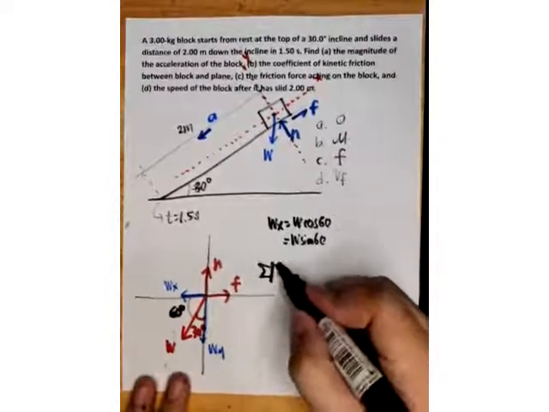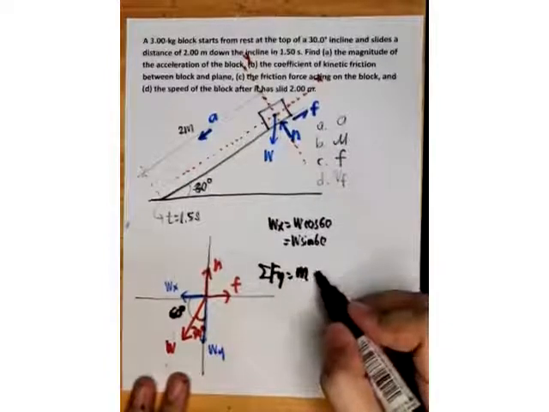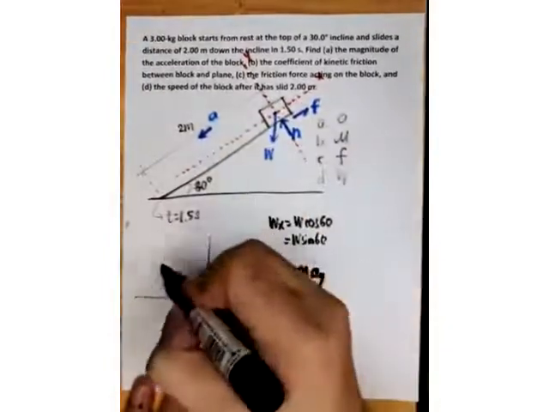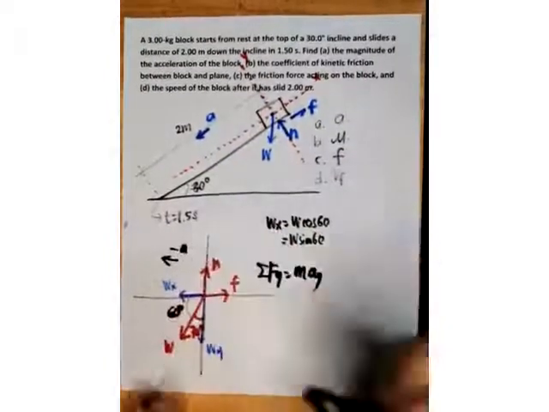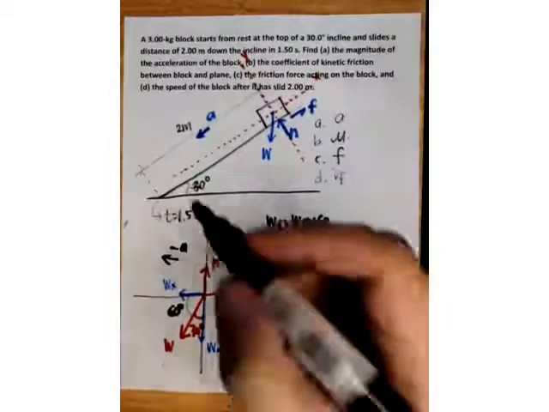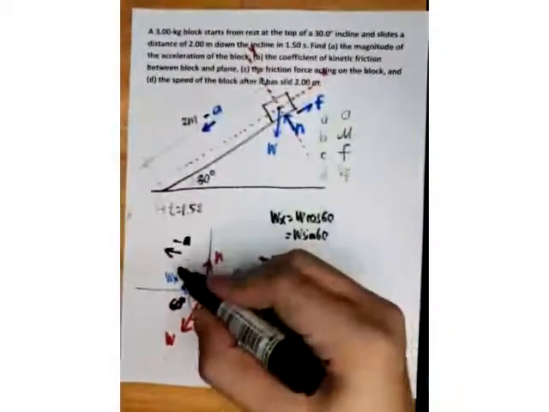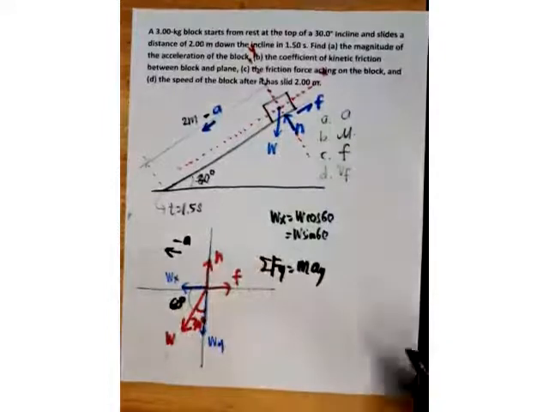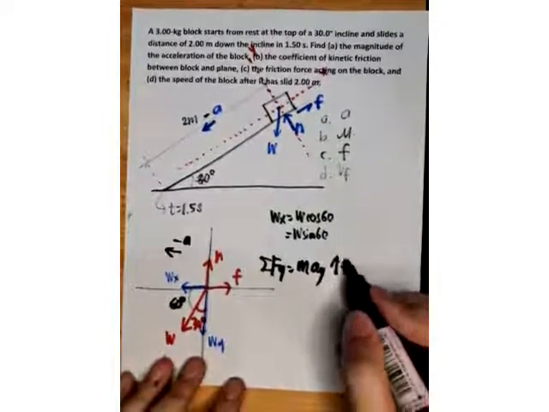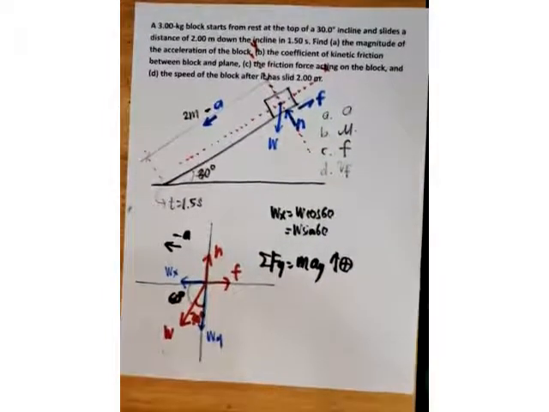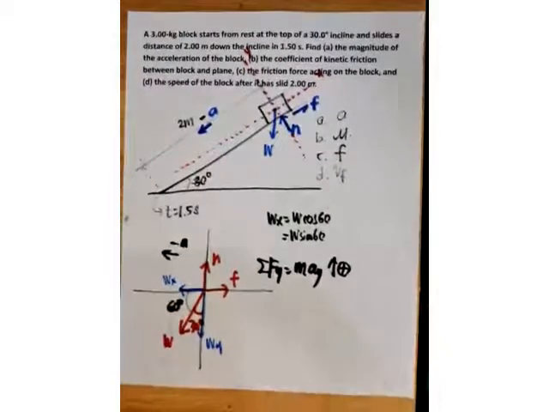So summation of forces along y is equal to MA. I forgot A. So A is down the incline. It should be negative because it's going to the left. So that is our assumption. Okay, pataas ay positive pag sa summation of forces along y. So that's equal to MAY.